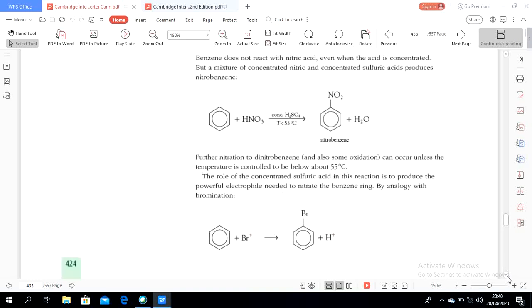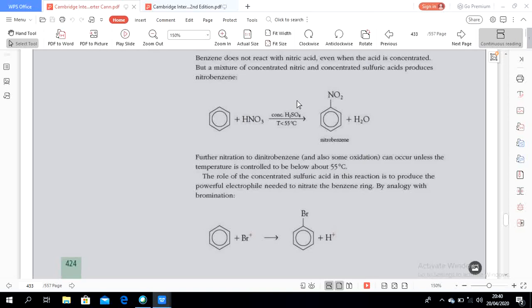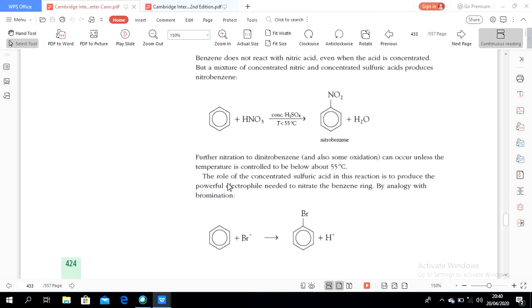And then further nitration to dinitrobenzene, also some oxidation, can occur unless the temperature is controlled to be below 55. The role of the concentrated sulfuric acid in this reaction is to produce the powerful electrophile. Just like in bromination of benzene, the bromine becomes a strong electrophile that can attack the benzene molecule. Also in this one, the nitrate will become a powerful electrophile that can attack the benzene molecule.